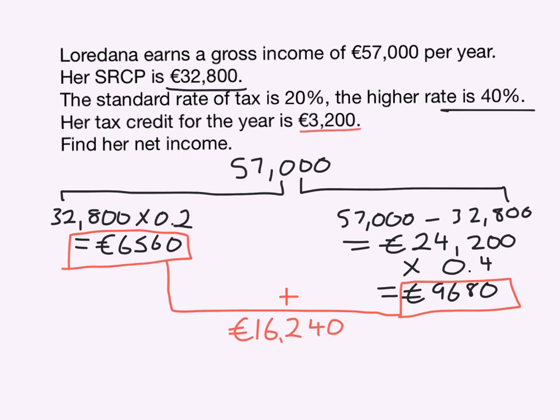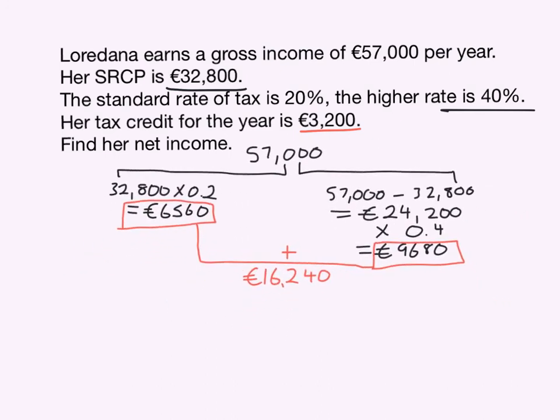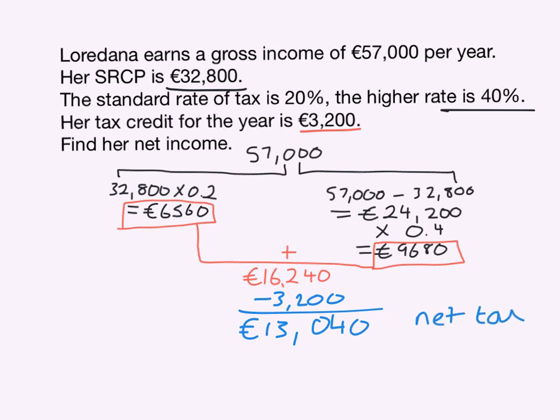Okay, perfect. What other information do we have? We have a tax credit of 3,200. I'm just going to make this a little bit smaller. We know with the tax credit, we just take away. So taking that away, 3,200, we get 13,040, and that's our net tax, or tax payable.